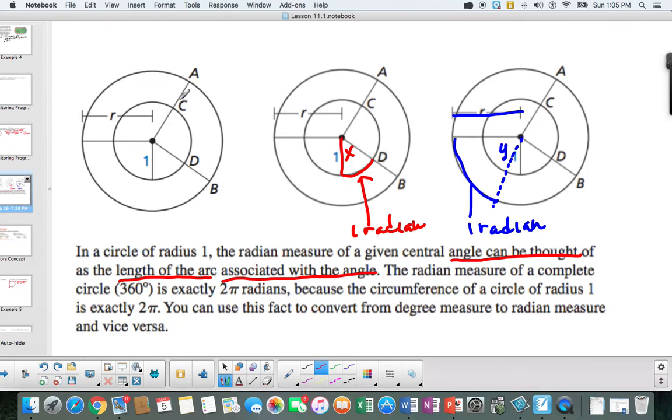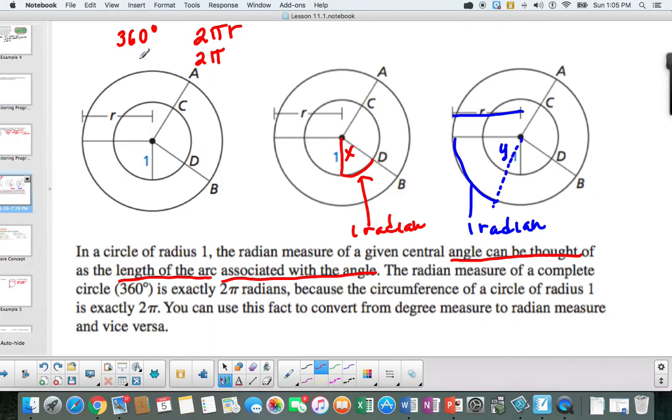Now what's interesting is going all the way around is 360 degrees for us. Well, going all the way around in terms of radians is 2 pi r. So it's 2 pi radians. If it happens that the radius is 1, it'll be 2 pi. That's how many radians there are in every circle, not just a radius of 1, but in all circles. It's 2 pi of these radii.